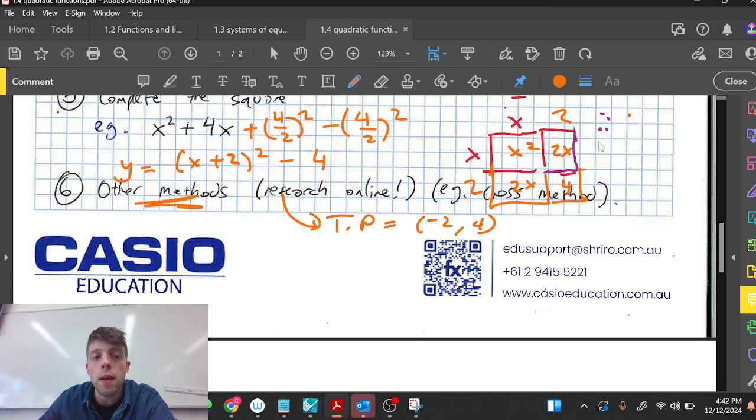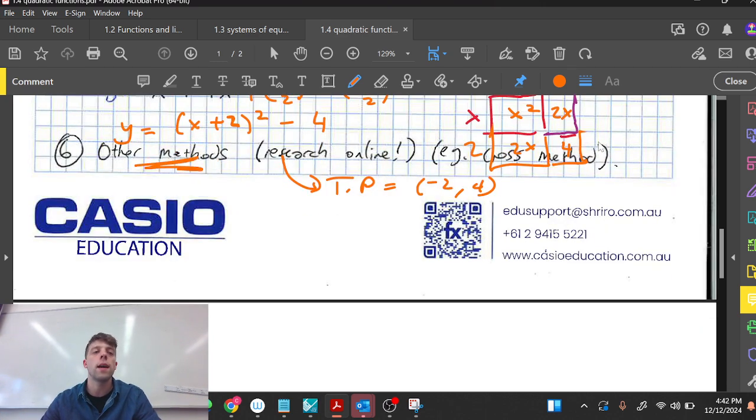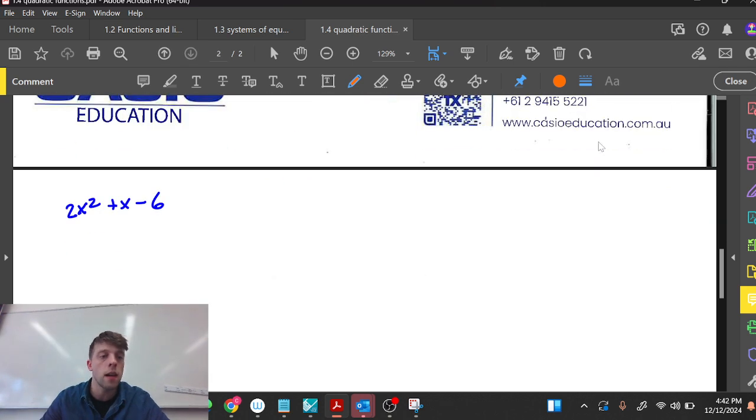There are also other methods for factorizing. I would recommend looking up the cross method online. Quickly show you how to do one of these methods. This is the one that I like. This is a non-monic. So how do we factorize non-monics? We could use completing the square. Remember to take out the 2 first. We could use the quadratic formula. I like to use this method.